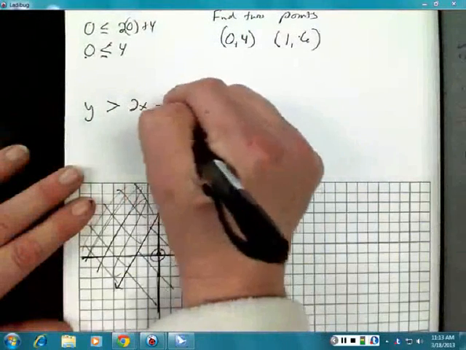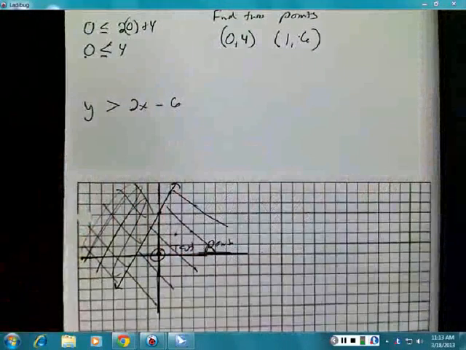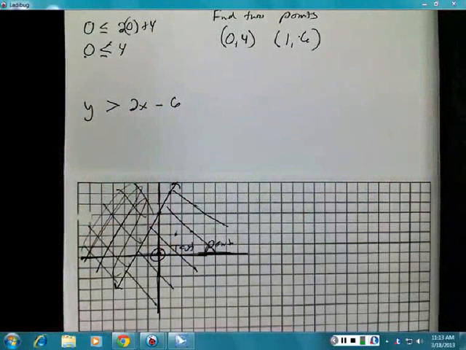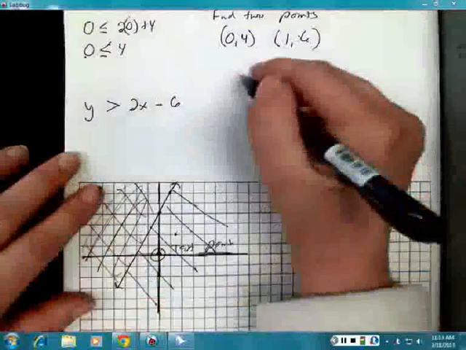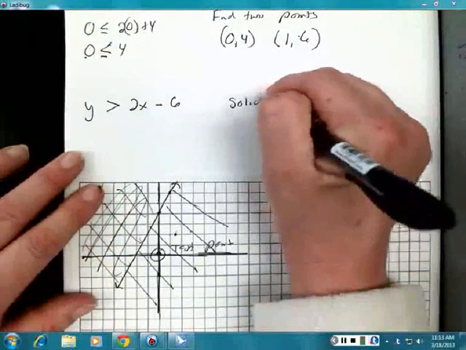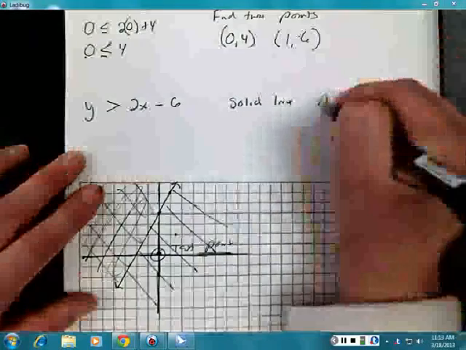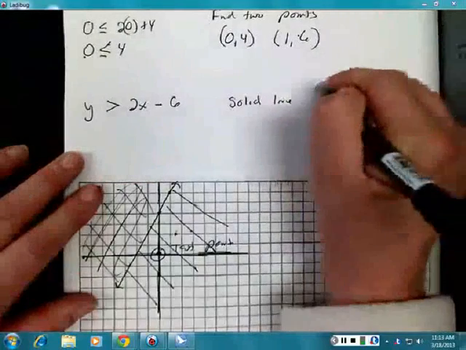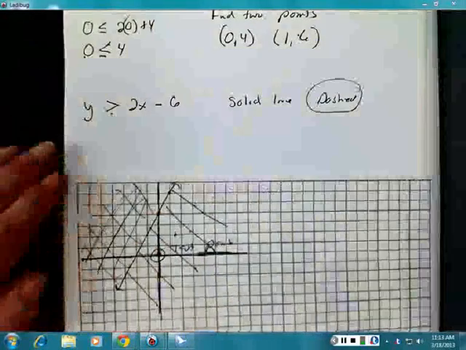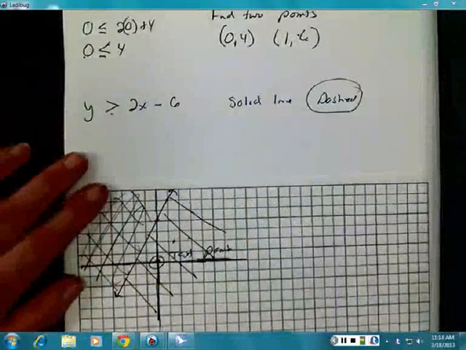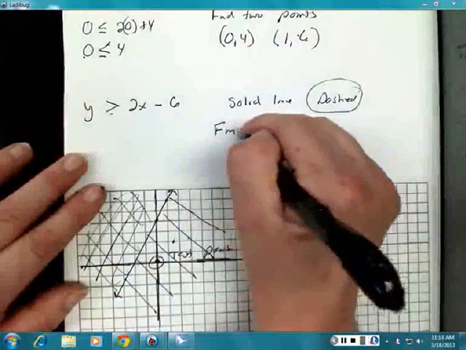Y is greater than, so in other words, just 2x minus 6. You're better off probably doing a test point. Then you'll know which one you've got going. Okay, so is this going to be a solid line or dashed? It's going to be dashed because there is no equals. That's probably the easiest piece of your whole problem to figure out.